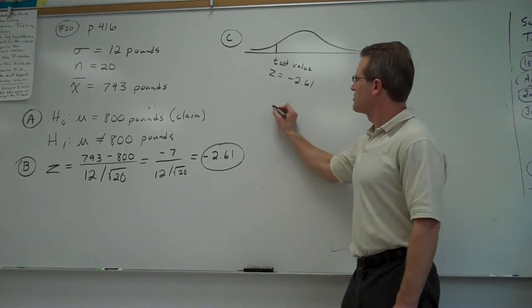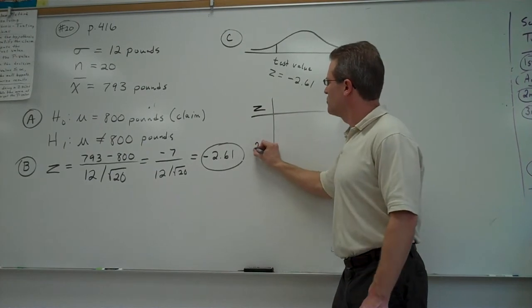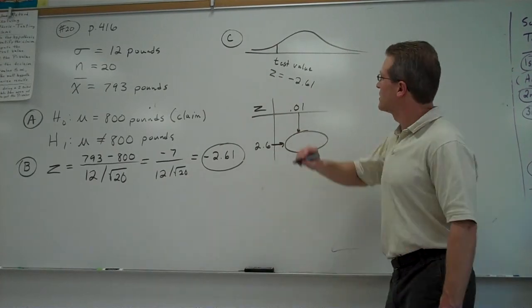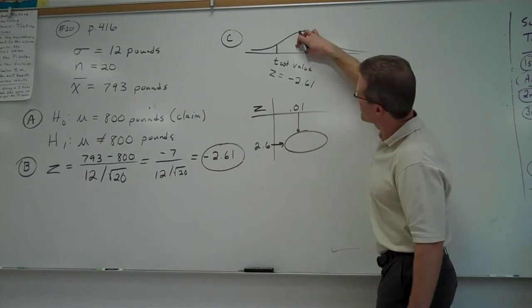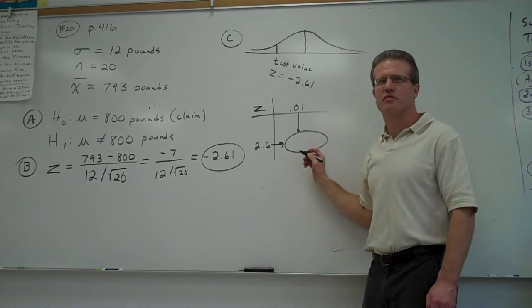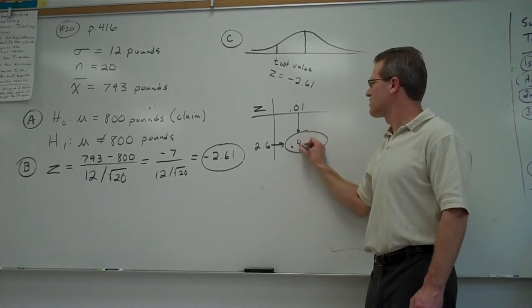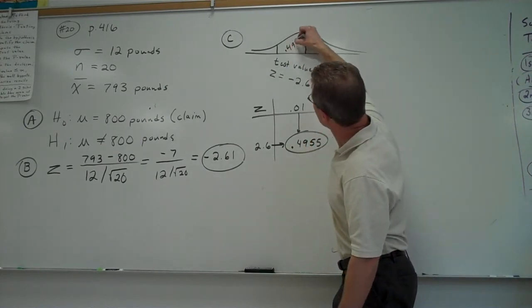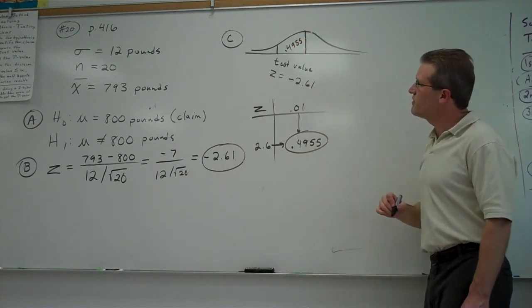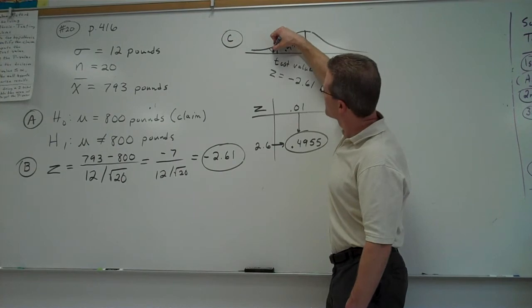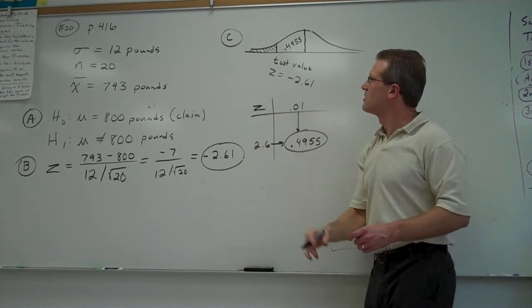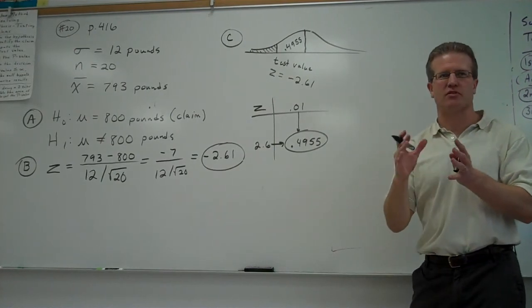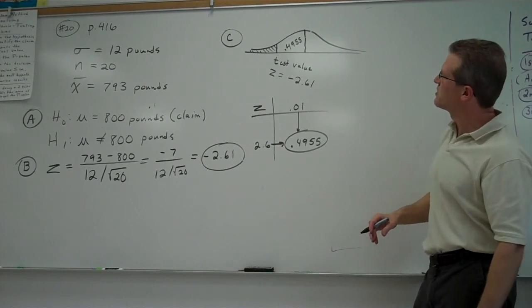Now, all you need to do is go to your z-chart, look up 2.6 and 0.01, and that's going to give you this area right in here. What's that area? 0.4955? Does that sound right? Yeah. Okay. So that's this area right in here. The p-value is the area to the left of that test value, or outside of it. So if you subtract 0.5 minus 0.4955, you're always going to have to do that because the p-value is always in the tail area. That's going to give you 0.0045.